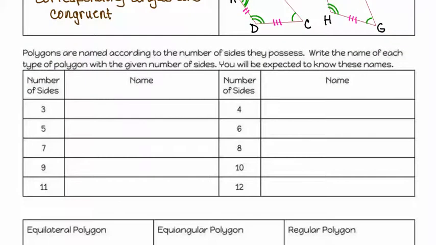All right, so in this next little bit, we're going to review the names of different types of polygons. I expect that a lot of these are going to be review for you, so I'm not going to spend too much time describing them, but 3 should be a triangle.